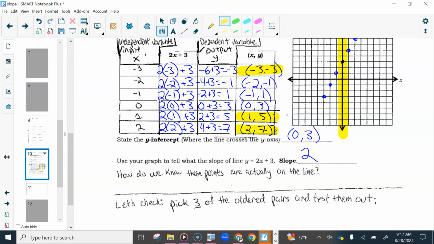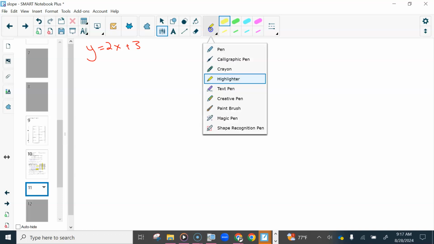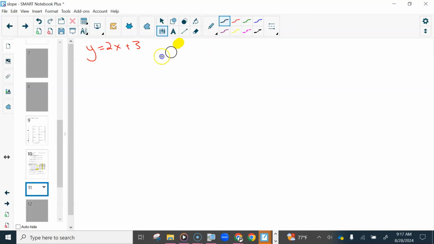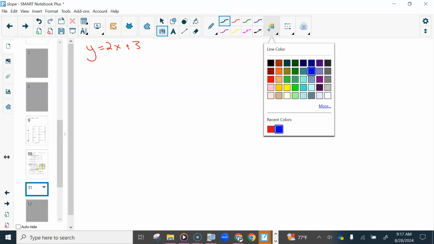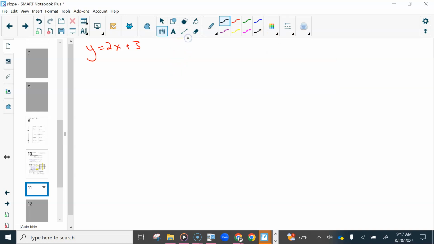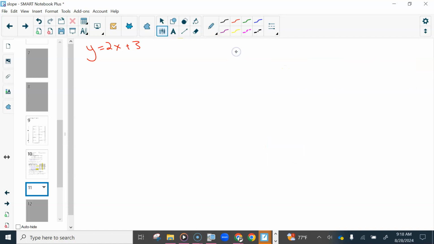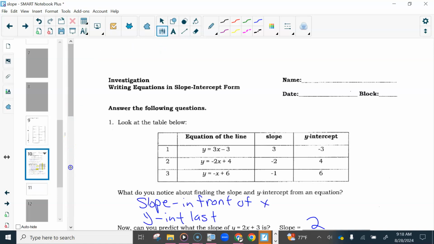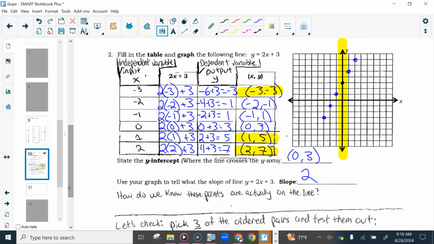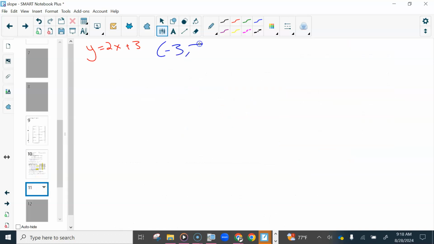So I have to go to the next page because I can't do this down here, but you should have enough space to do this down here. So -3, 3, 1, 5, 2, 7. I'm going to erase that. -3, 3. Okay. What was the next one? -1, 5, 1, 5, and 2, 7.